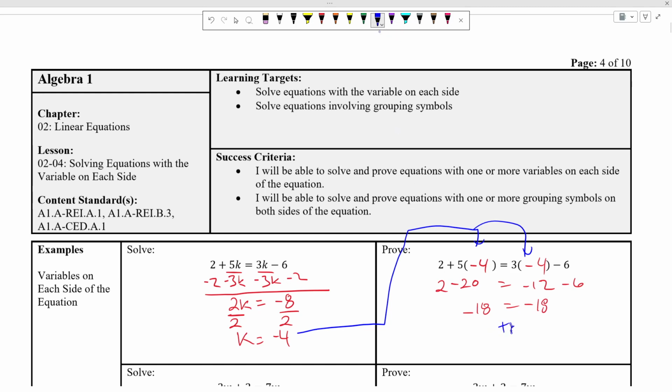Yes, it is true. Nice. We got a statement of truth out of that. Our outcome, our result was true when we plugged in our input. We substitute our input. Therefore, k being negative 4 is indeed correct, for it resulted in a statement of truth. Excellent, guys. Excellent stuff. All right, let's proceed forward.